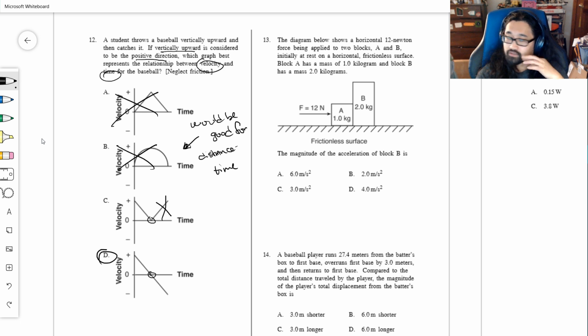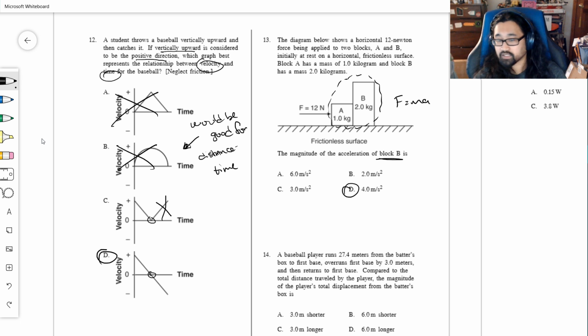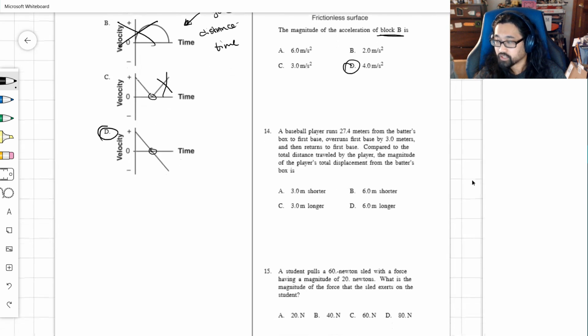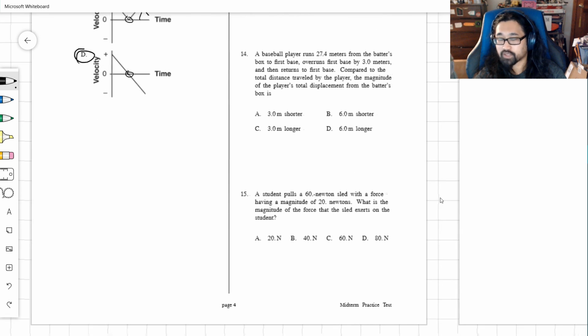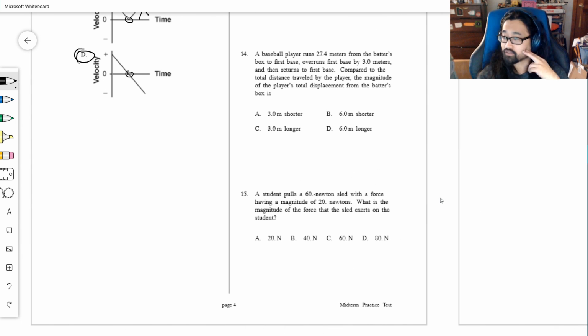Right. 13 was a little tricky. You had to recognize that these two objects basically move as one thing. So if you find the acceleration of block B, you're also finding the acceleration of block A because they're moving as one object. They have a combined mass of 3 kilograms, and because F equals ma, that leaves me with choice D. All right. Number 14, this was the other question that I threw out because I had 2 correct answers. I didn't have this answer.